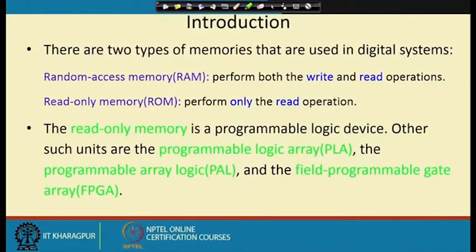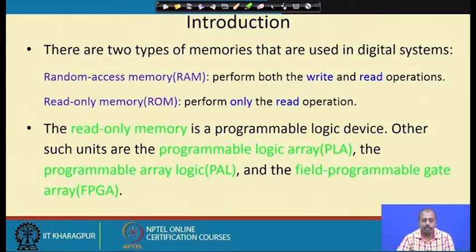If you look into memory, there are two broad types of memories used in a digital system. One is known as random access memory or RAM, and another is read only memory or ROM. In random access memory you can perform both write and read operations, and in read only memory you can perform only the read operation.